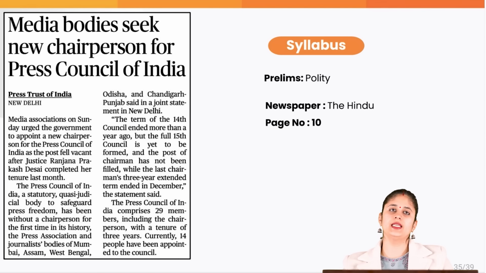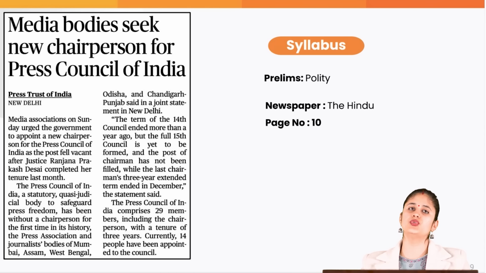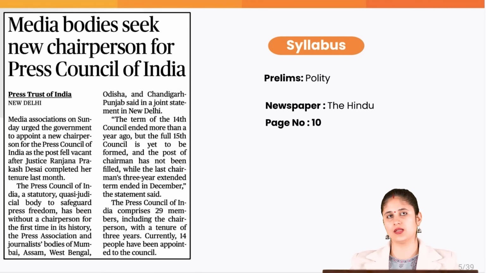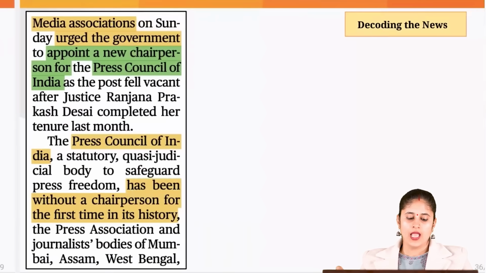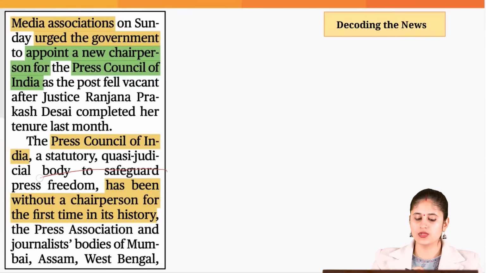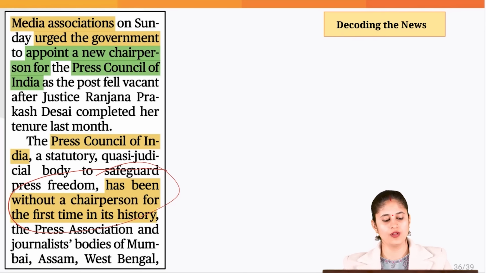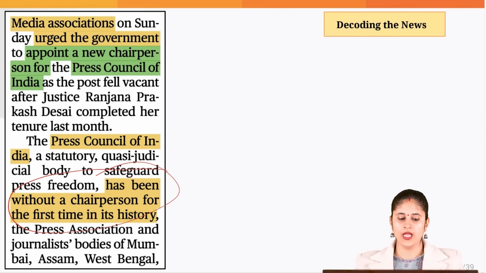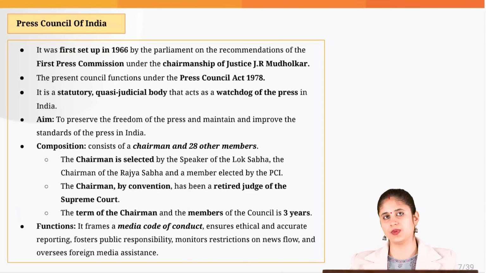Now, recently the media associations have made a request to the government to appoint the new chairperson for the Press Council of India. This particular topic you can associate with the polity section. Why? Because this council has been working without a chairperson for the first time in its history. Now let's note down certain pointers with respect to this particular body.